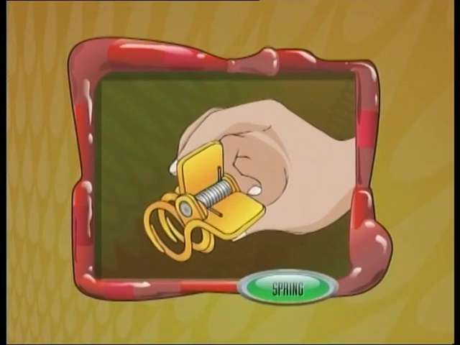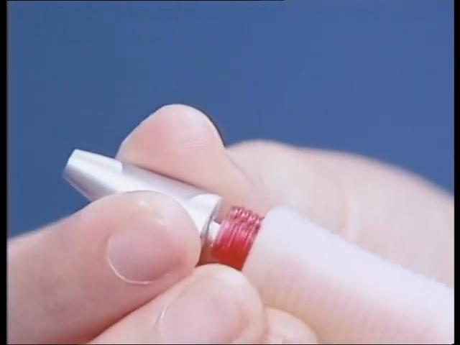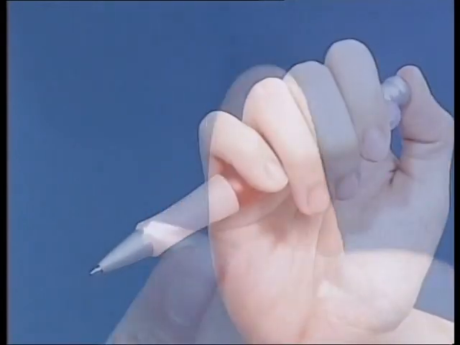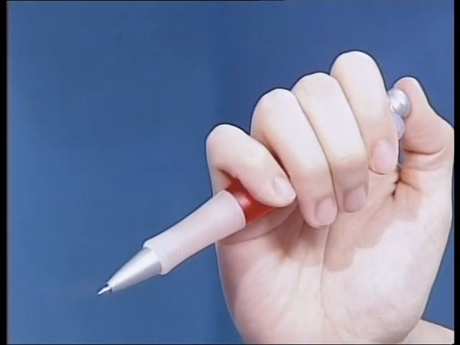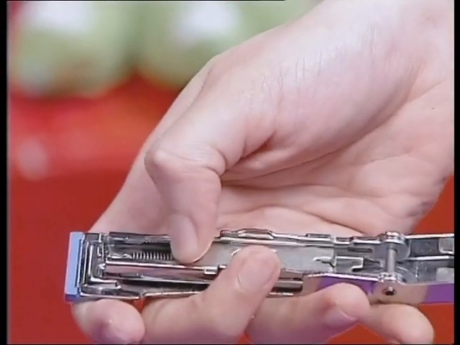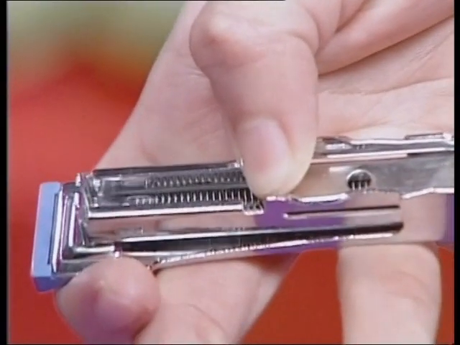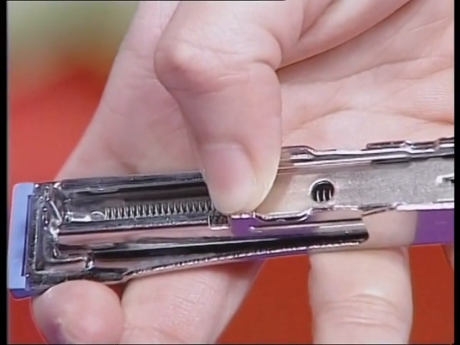The spring in a hair clip helps to hold your hair in place. A spring is used in a ballpoint pen. It helps the ink container to pop in and out. You can also find a spring in a stapler. Its job is to keep the staples in place.